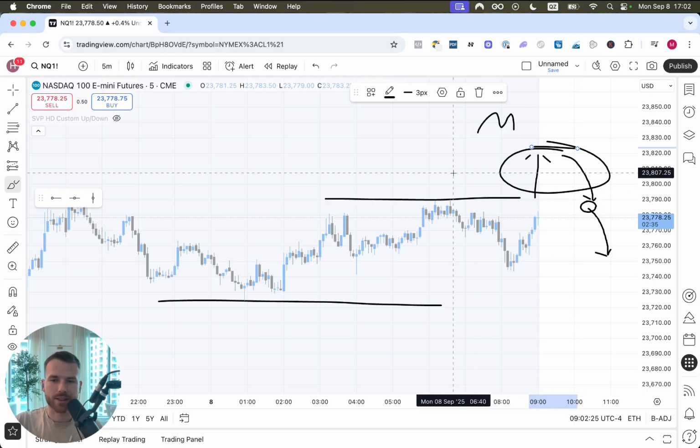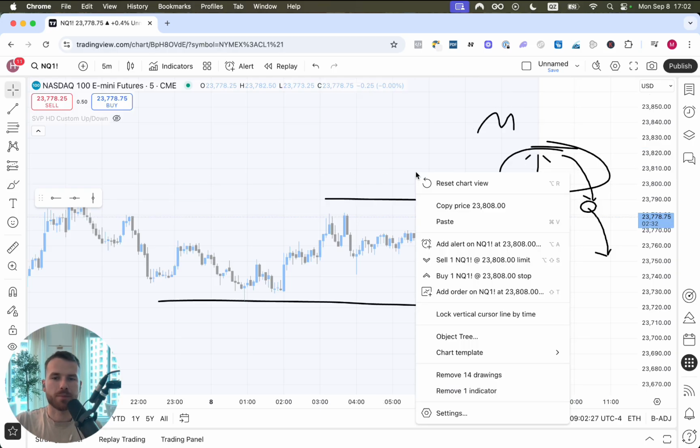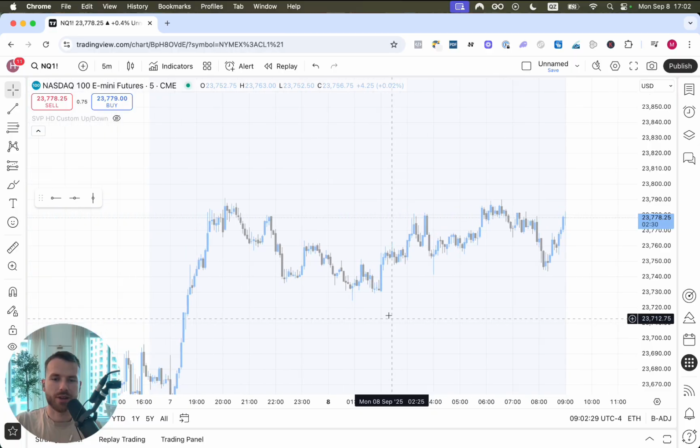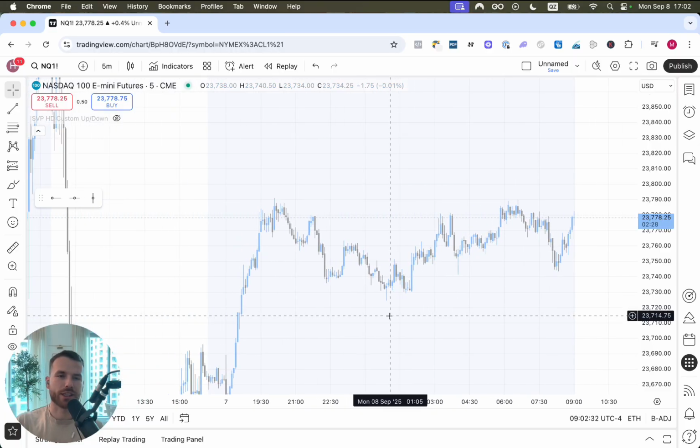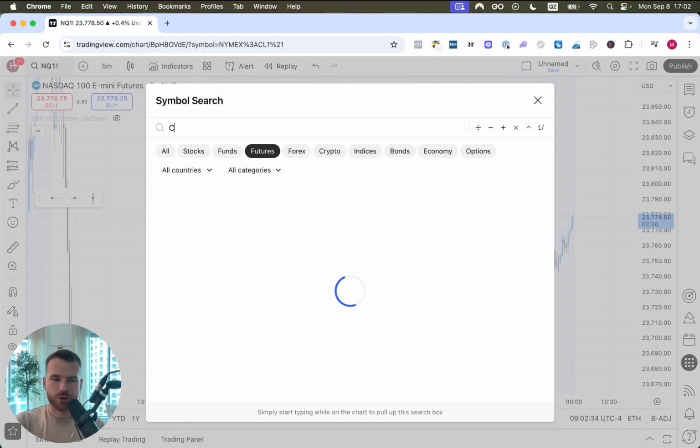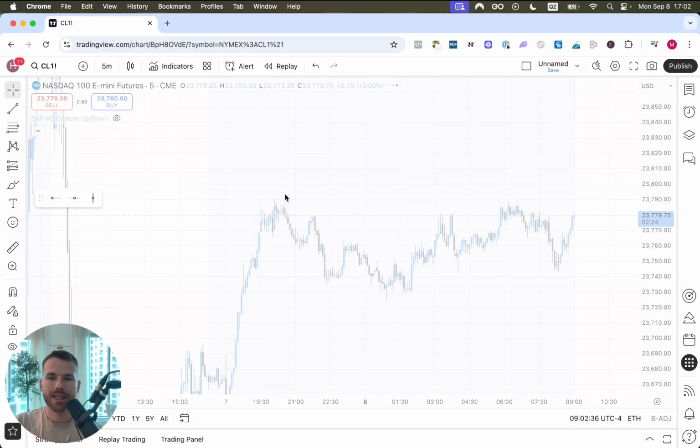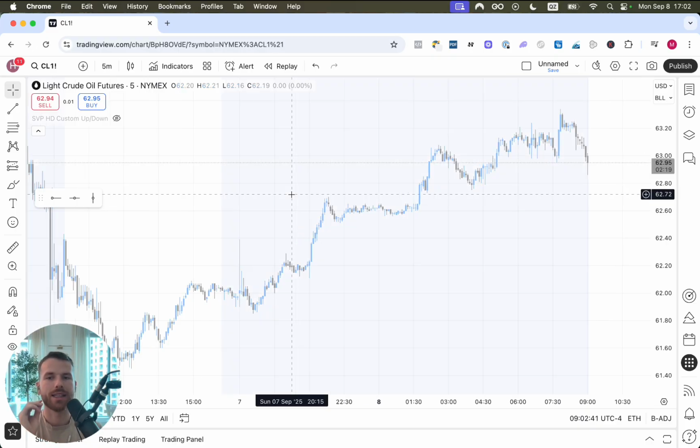And that's basically it, guys. A very simple 5-minute scalping strategy that you can use whenever you see a range. And like I said, it doesn't matter if you trade the NASDAQ, if you trade oil, it doesn't matter, guys. As long as you are in a range.